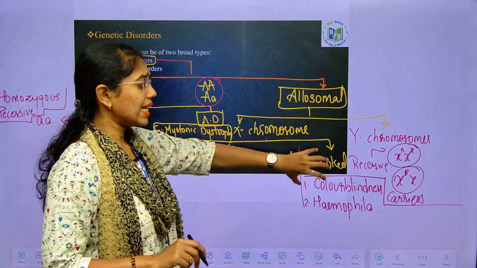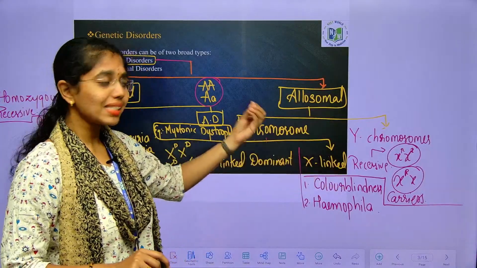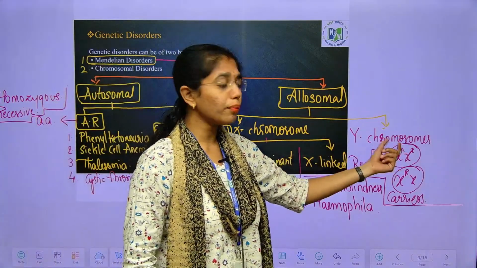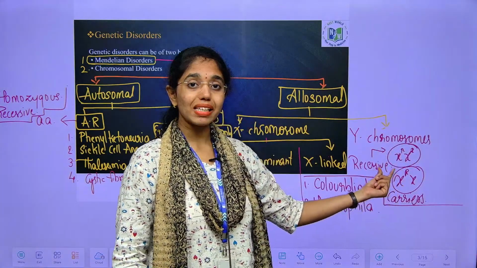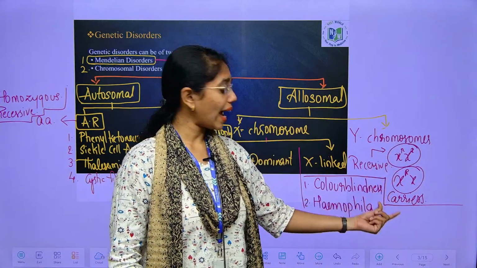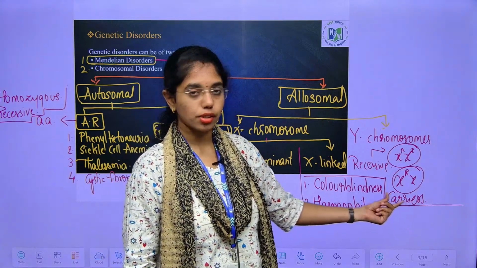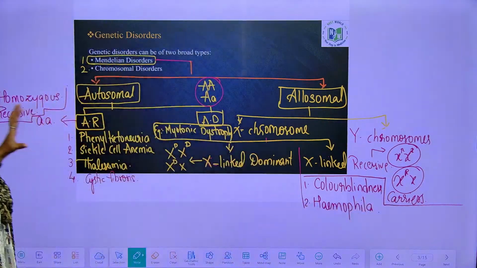Here in X-linked recessive, the disease is expressed when you find the mutation on both X chromosomes. If only one X chromosome has the mutation, then females act as carriers. Okay, so this is the gist of complete Mendelian disorders. If you want, you can take a screenshot of it.